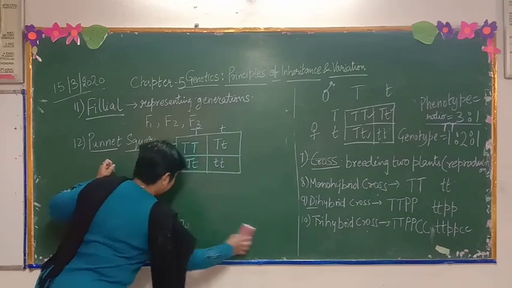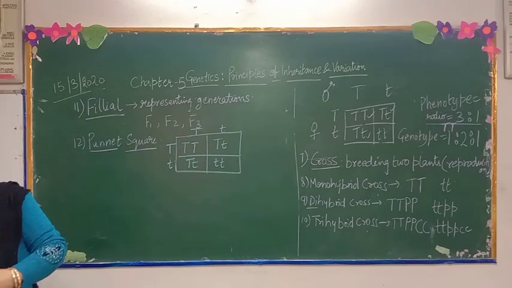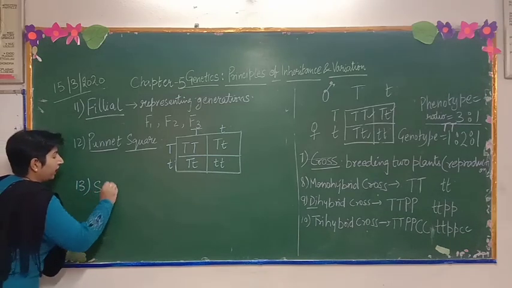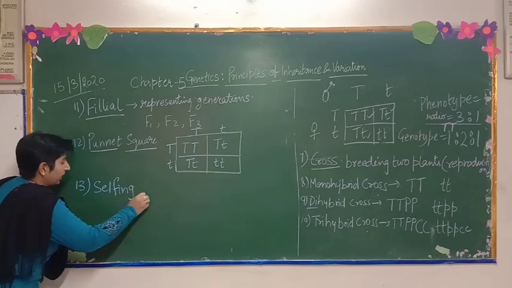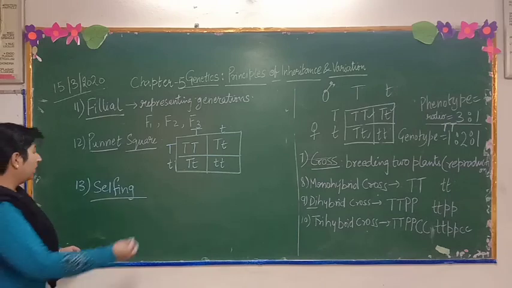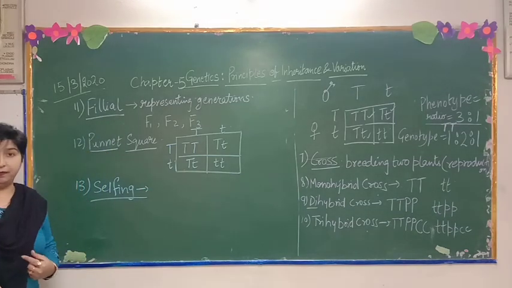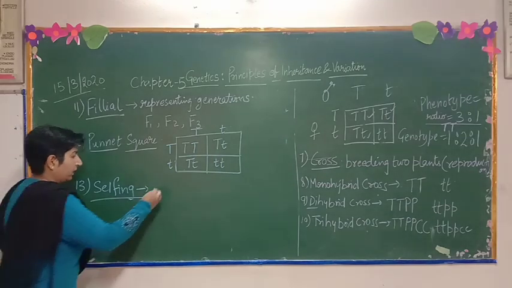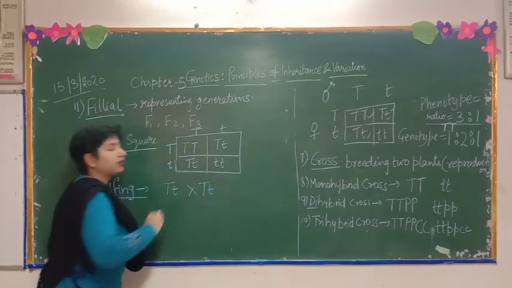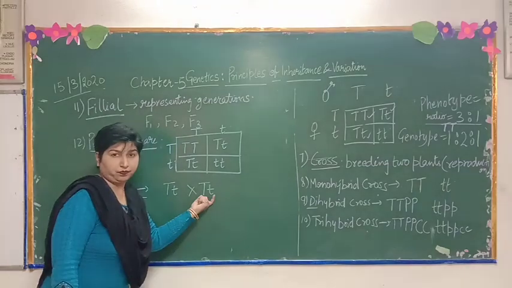Next is called selfing. These terms are important because when we are learning ahead, we are going to use these terms in the explanation. Selfing means self-test. That means to come up with a pure line, we require selfing. Same genes crossed with another similar type is called selfing.